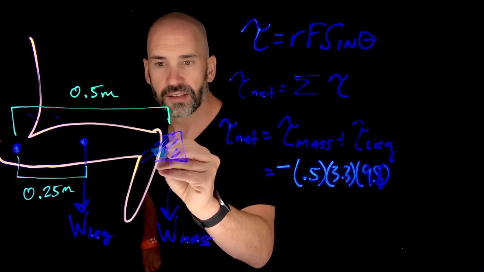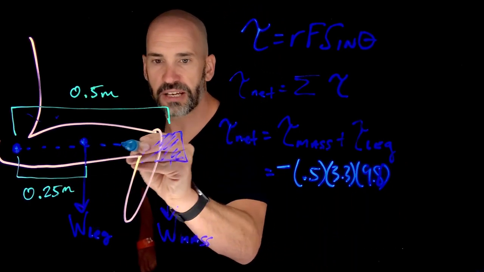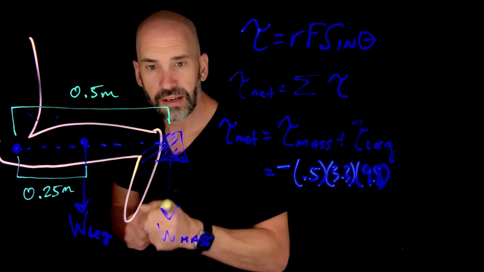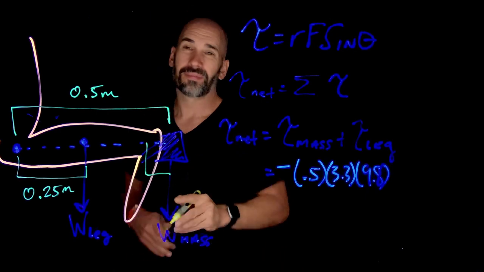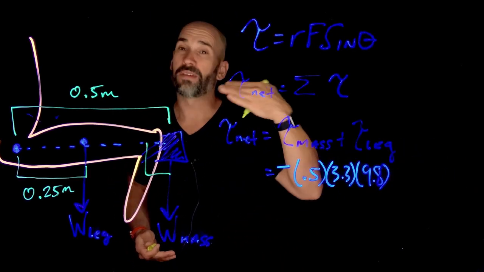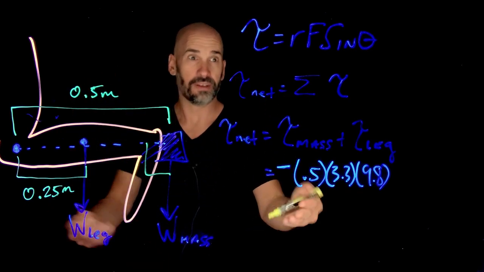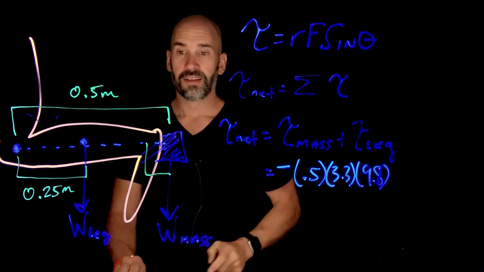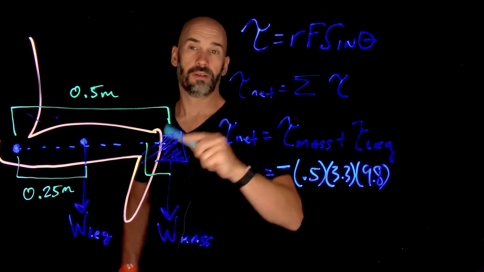And notice, here is the axis of rotation, and the force is going straight down. So what angle is that? 90 degrees. So there'd be a sine of 90 there, but we don't even have to put that because sine of 90 we know is 1. So this is 1 for this case. Okay. All right. We have our first torque.